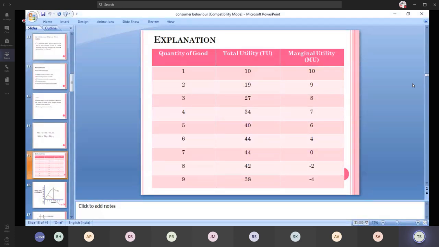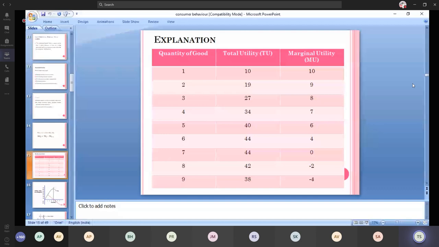After reaching the maximum point, if a consumer continuously purchases the product, the satisfaction level declines because dissatisfaction starts. If he goes for the 8th unit, this dissatisfaction starts from that unit. So the satisfaction declines. On the 7th unit, it's 44. Because of the dissatisfaction, the total utility decreases to 42. So 42 minus 44 gives minus 2. So the marginal utility goes negative.